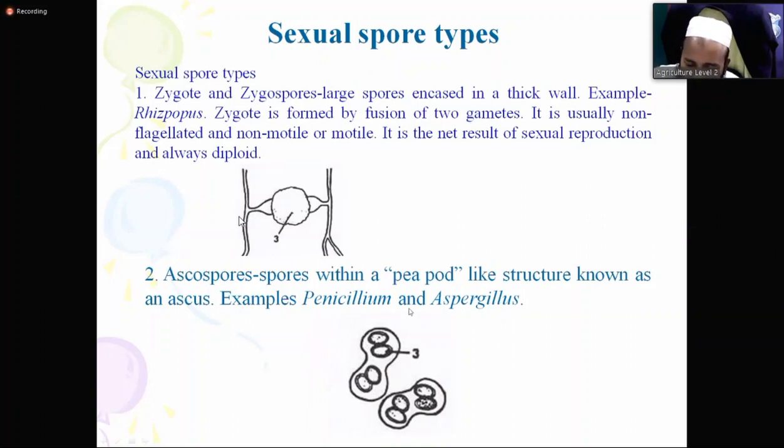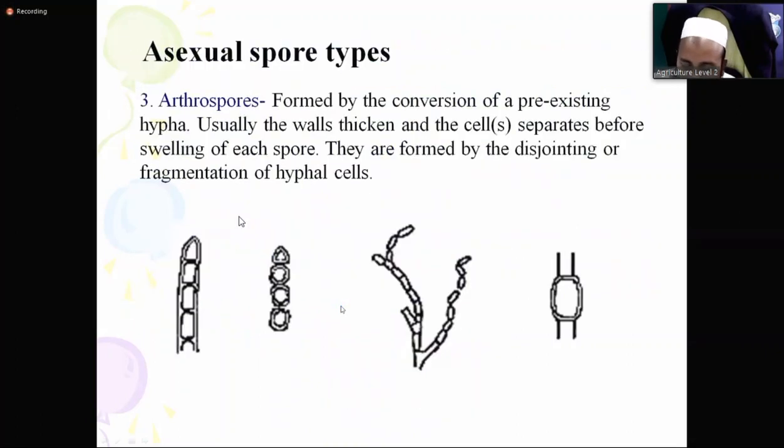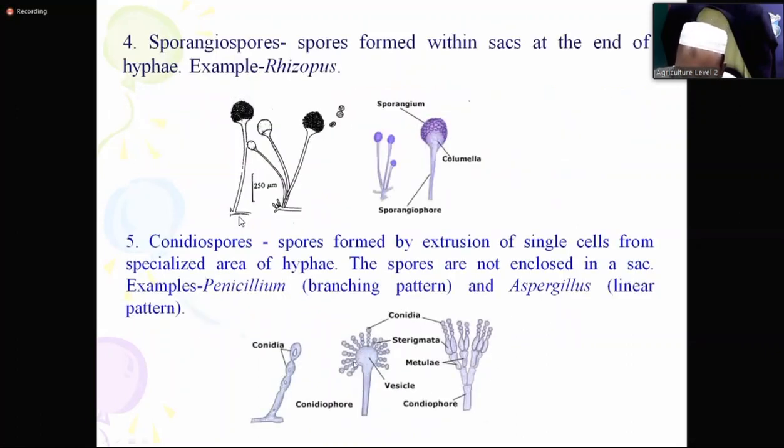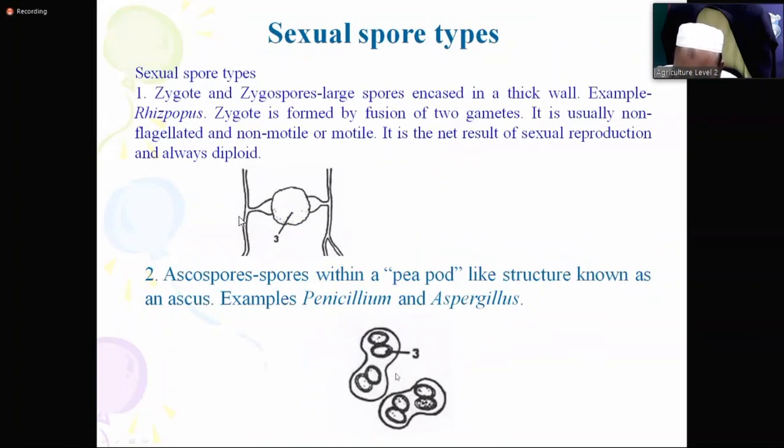Examples are Penicillium and Aspergillus. So this is Penicillium, and this is Aspergillus. They produce asexual spores as well. Penicillium has a branching pattern, and Aspergillus has a linear pattern. They produce spores or conidia, but these are asexual. Here, this is the sexual spore, ascospore. The same fungus produces asexual and sexual spores.